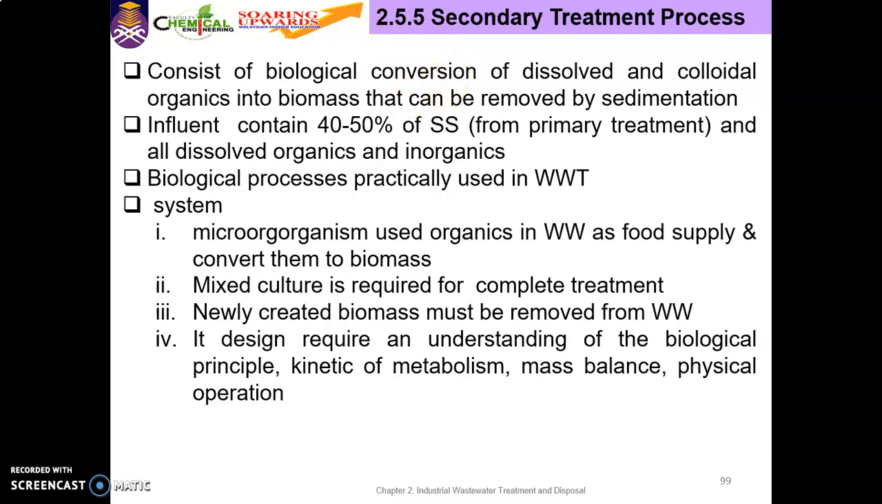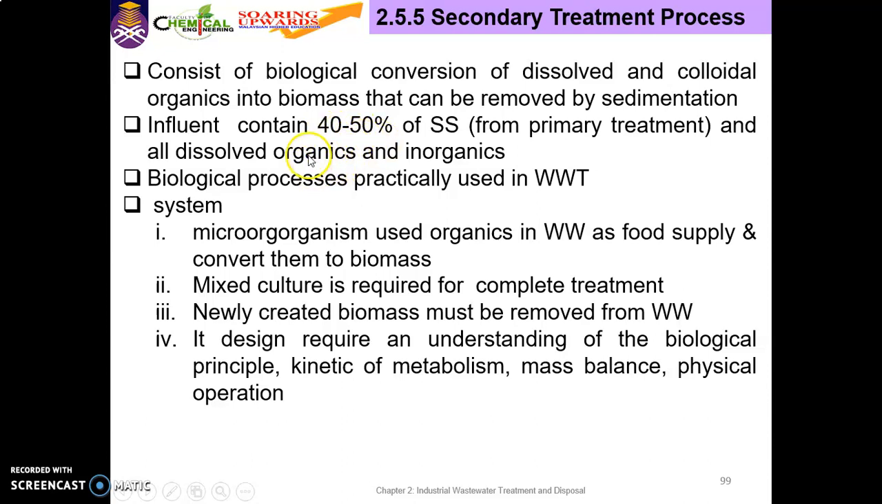The secondary treatment process consists of biological conversion of dissolved and colloidal organics coming from your wastewater. The wastewater will be converted into biomass that can be removed by sedimentation. If you refer to the figure just now, after the aeration tank, it will flow to the clarifier, because after it becomes biomass, it will settle at the bottom and then be removed.